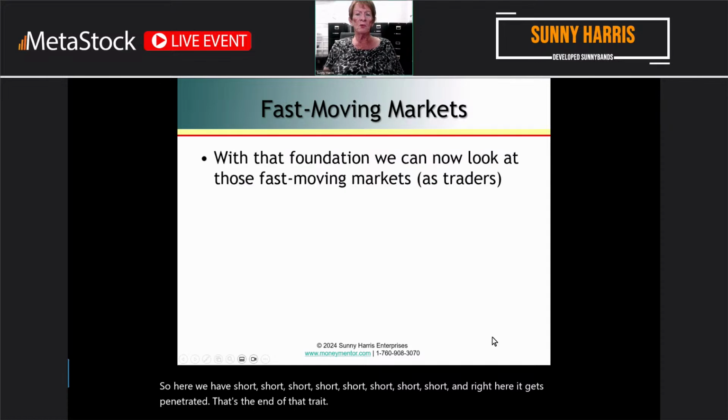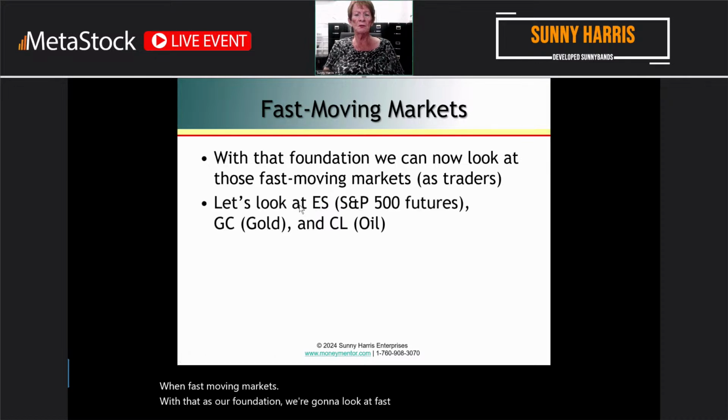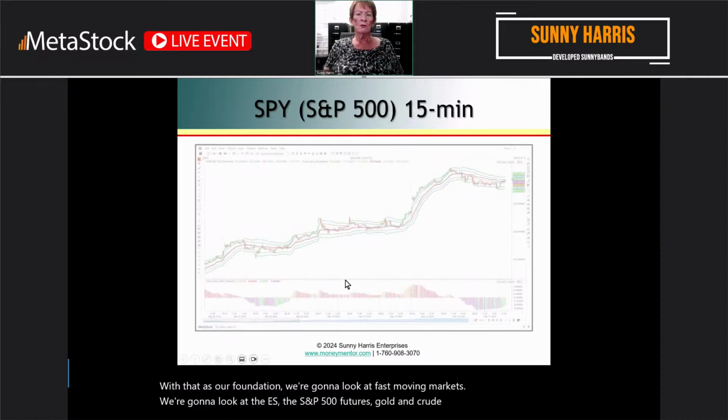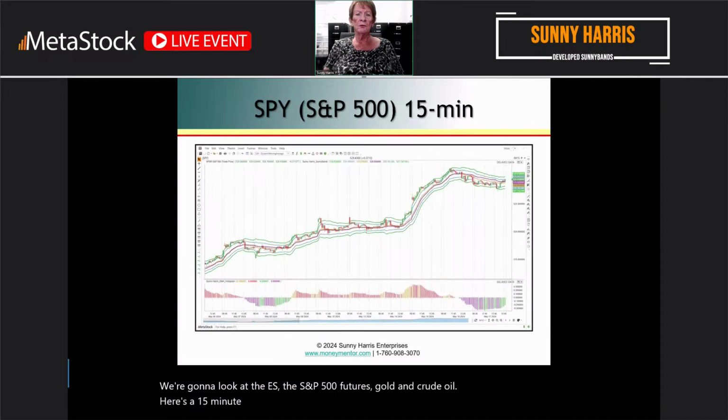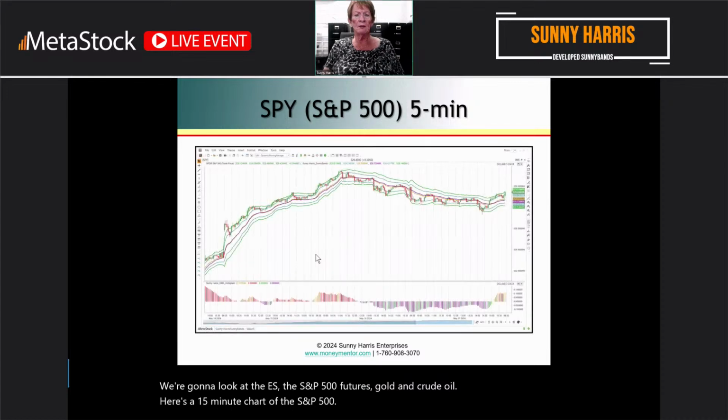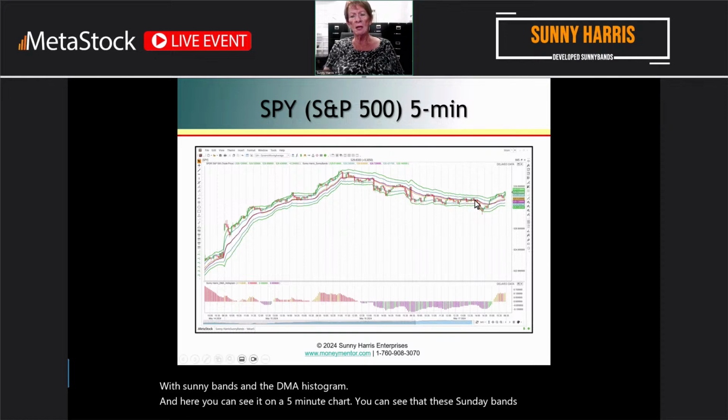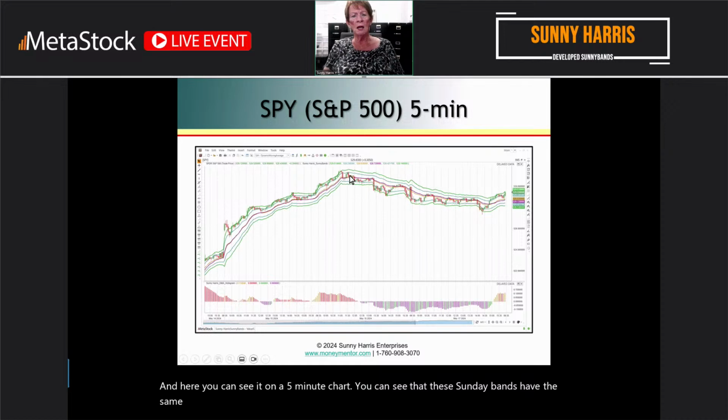With that as our foundation, we're going to look at fast-moving markets. We're going to look at the ES, the S&P 500 futures, gold, and crude oil. Here's a 15-minute chart of the S&P 500 with SunnyBands and the DMA histogram. And here you can see it on a 5-minute chart. You can see that these SunnyBands have the same rules no matter what time frame your chart's in.